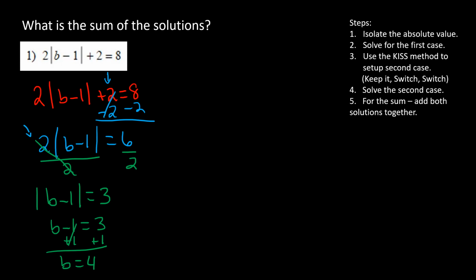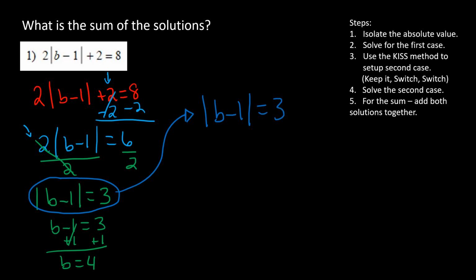So to get the other one, okay, we're going to take the original, this guy here, and we're going to set it up as the absolute value of b minus 1 equals 3. And we're going to apply that KISS method, right? So we keep the absolute value the way it is. We'll say b minus 1. Switch the equal sign, well, equal sign, switch this to equal sign. But we can switch this 3 to a negative 3.